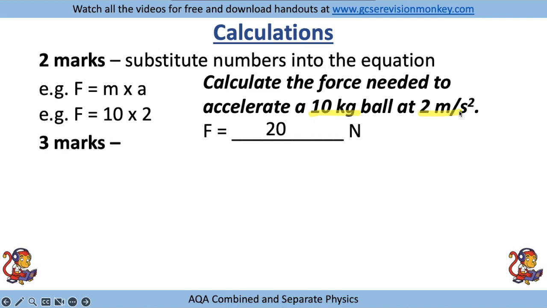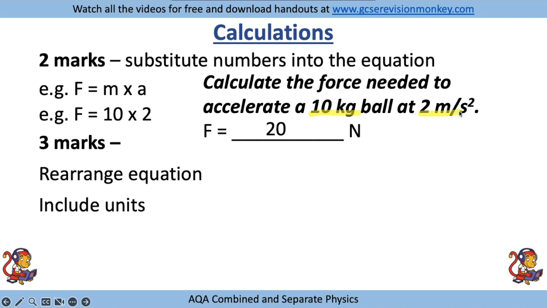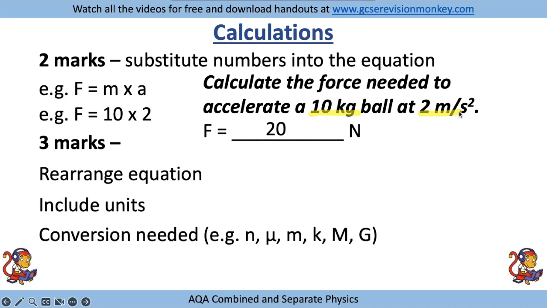If you see 3 marks, that will involve something else, such as rearranging the equation or including your units, or perhaps converting a number first of all if you see nano, micro, milli, kilo, mega or giga in front of it, or something like significant figures. Occasionally for a 2 marker you might have to rearrange as well, but normally they give you an extra mark for that, so look out for that in a 3 mark question.